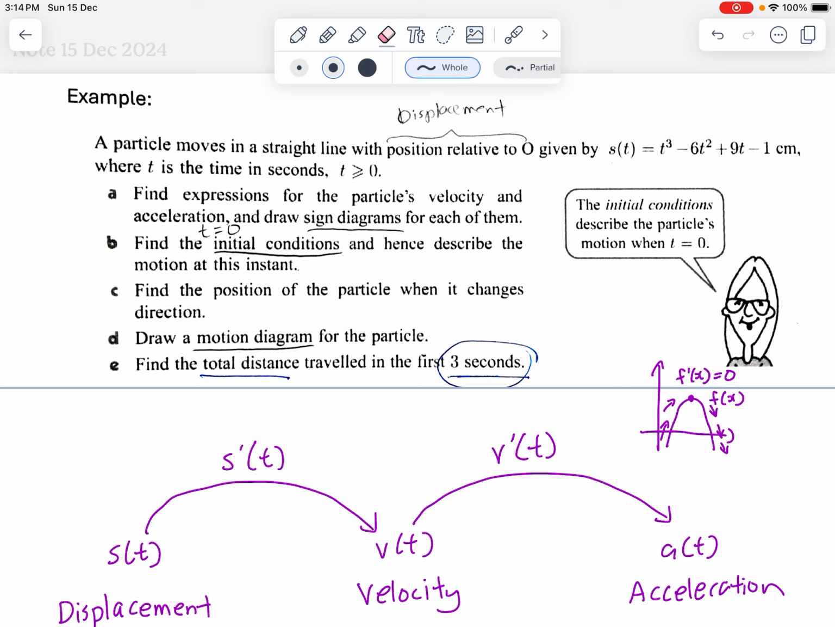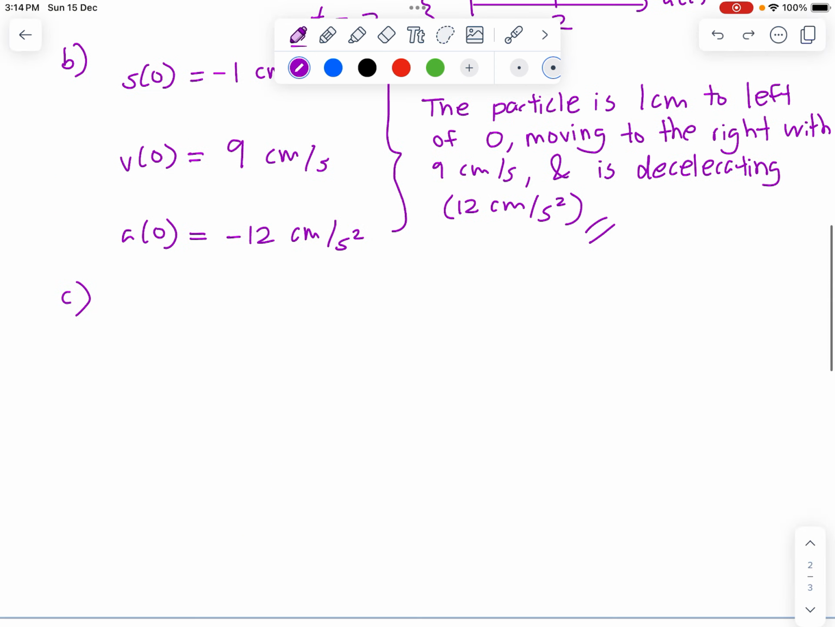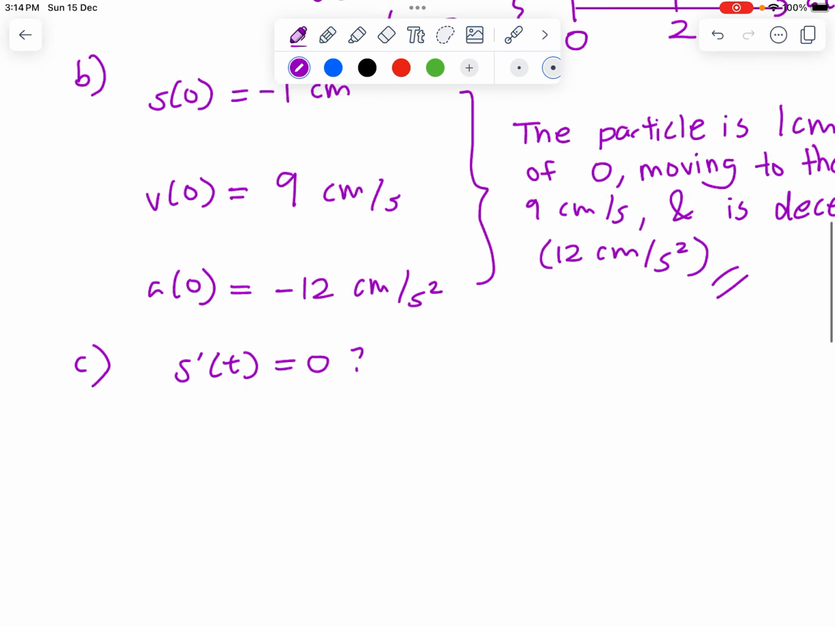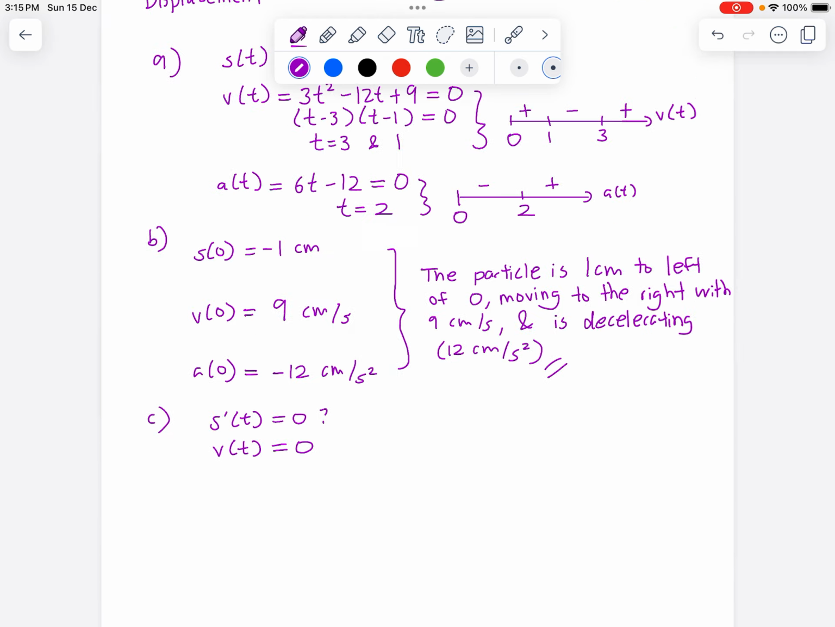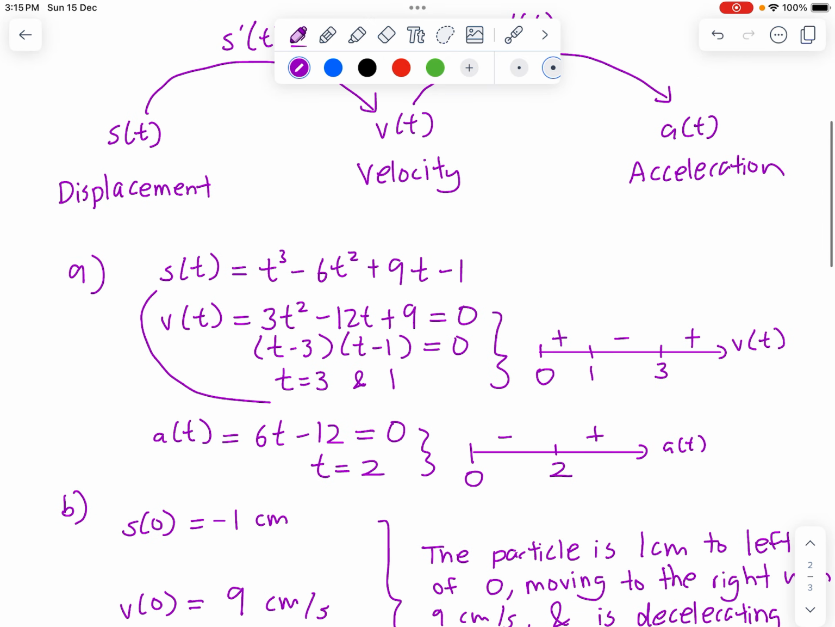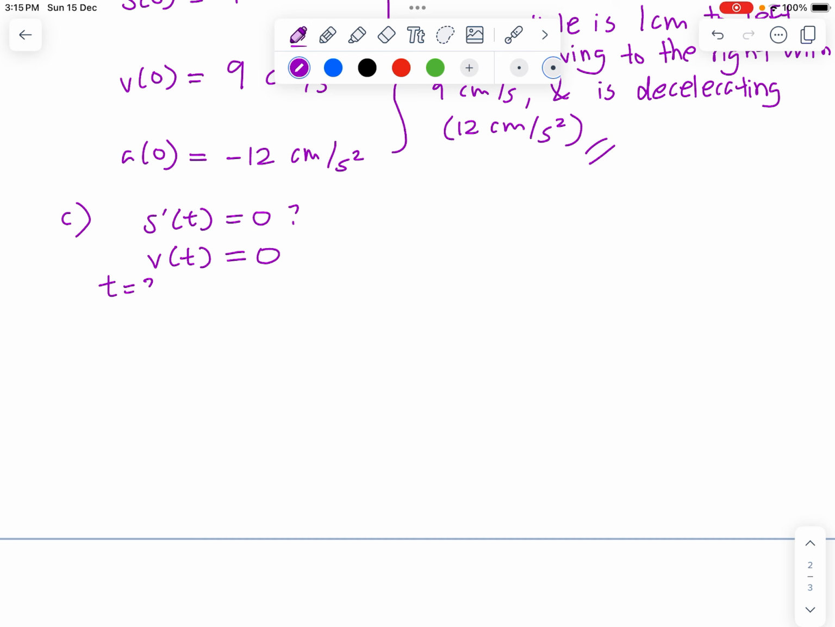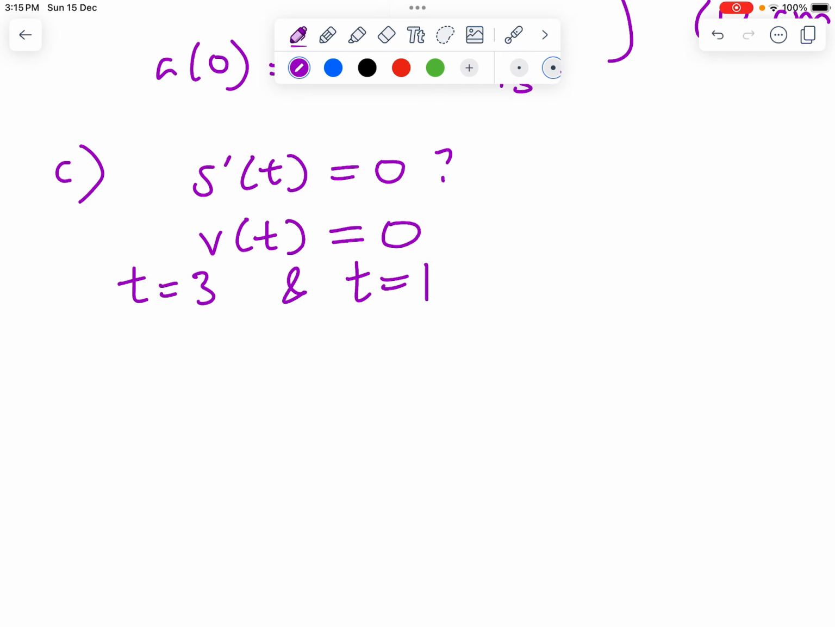Because that's when it changes direction. And so here, the position of the particle when it changes direction basically means when is s prime of t equal to 0. And we know that s prime of t is the same as v of t. So when is v of t equal to 0? Well, we solved here, it's equal to 0 at t equals 3 and t equals 1. So at t equals 3 and t equals 1, that's when velocity is 0.